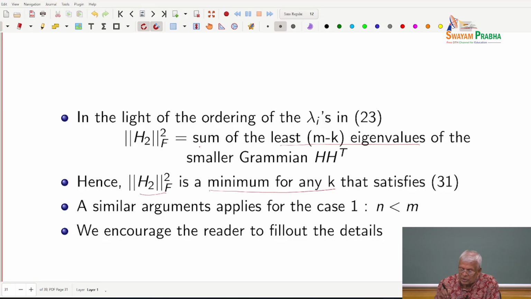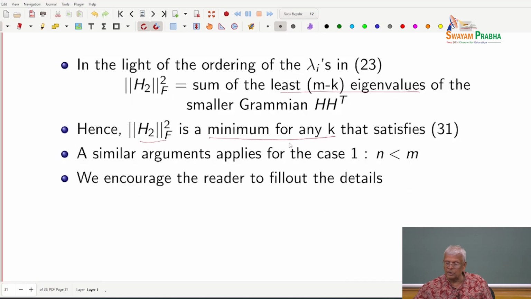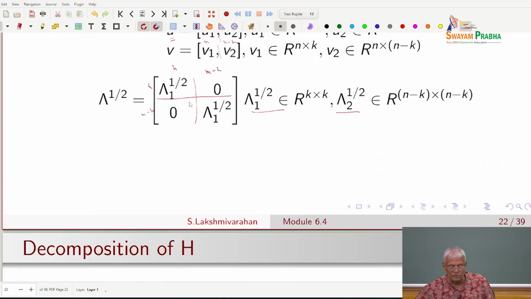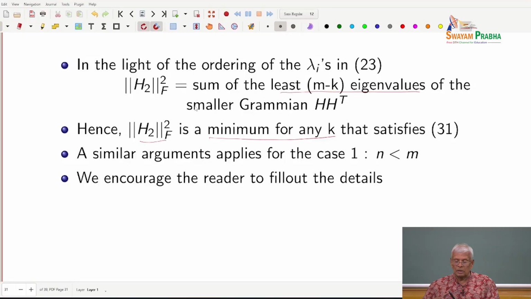And what is 31? Let's go back and look at 31. 31 is the one that satisfies this inequality. I'm going to pick k out of the m, the k largest. So what is being thrown out is the minimum. What is being thrown out is the sum of the last m minus k eigenvalues, which is the minimum. A similar argument applies to m greater than n as in case 1. We encourage the reader to fill out the details.